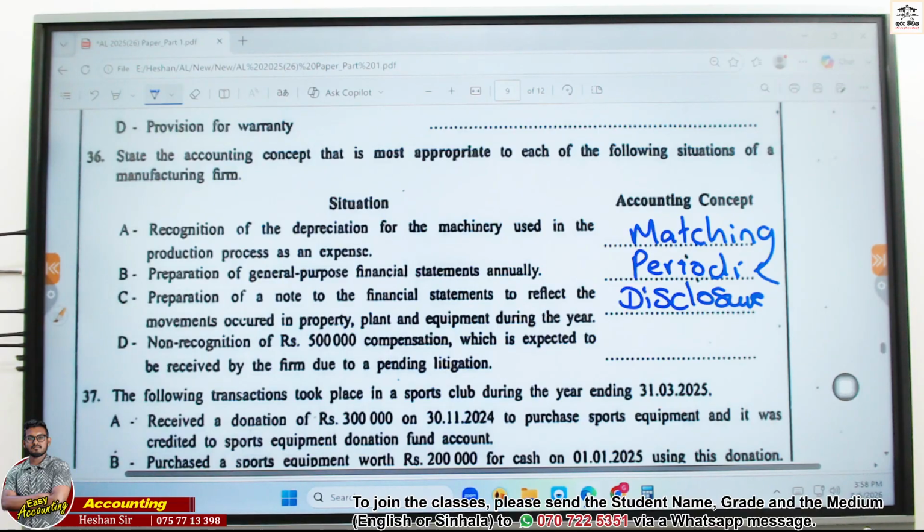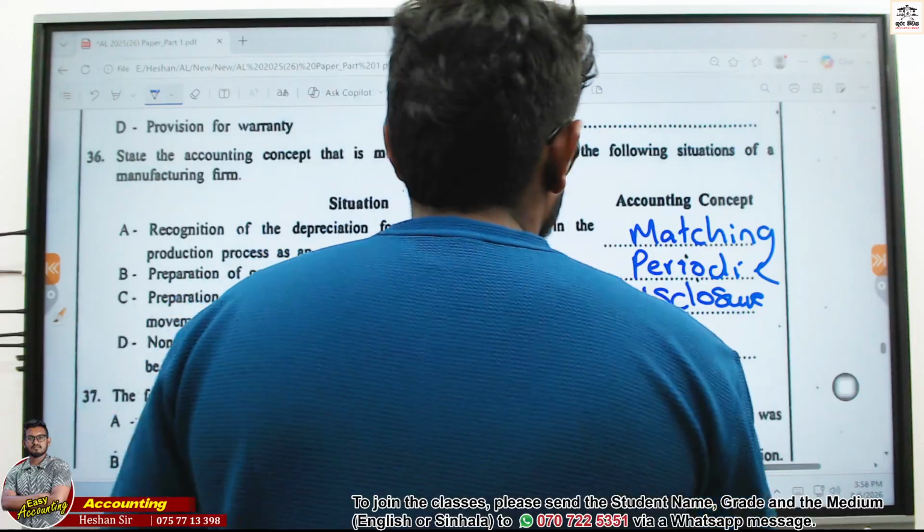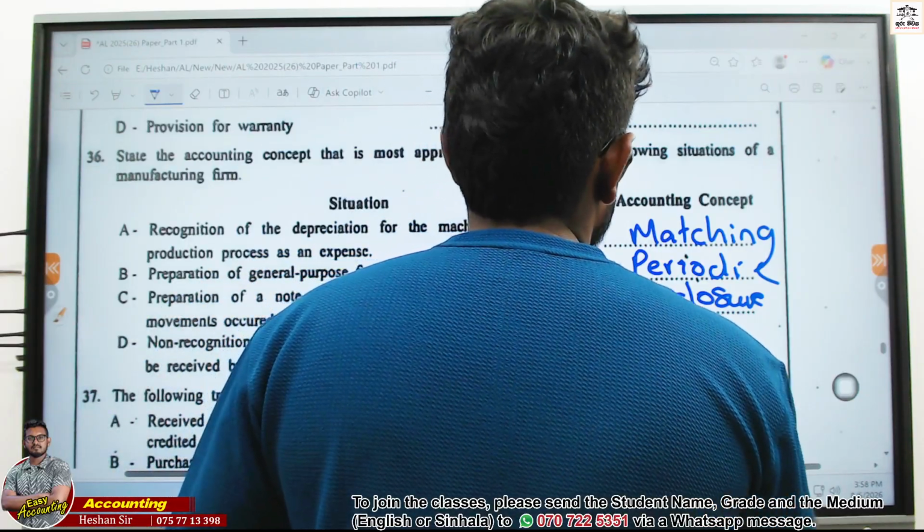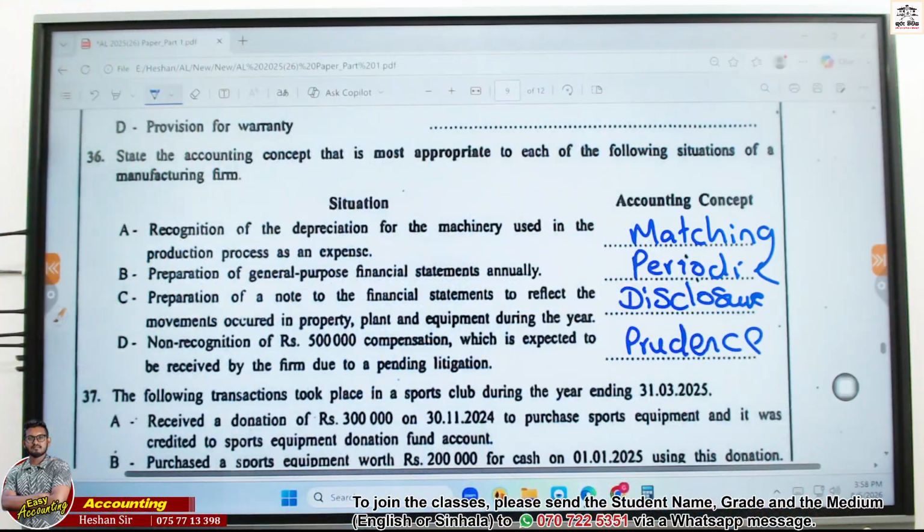Then you can see non-recognition of 500 compensation which is expected to be received by the firm due to pending litigation. What is it? That is the prudence concept. Non-recognition of 500 compensation expected to be received by the firm due to pending litigation, that is prudence concept, not to overstate, right?